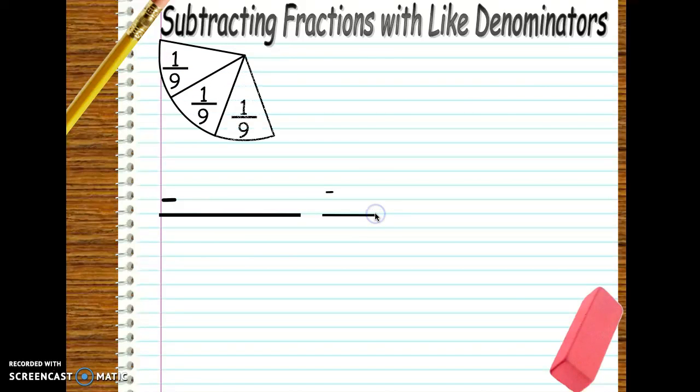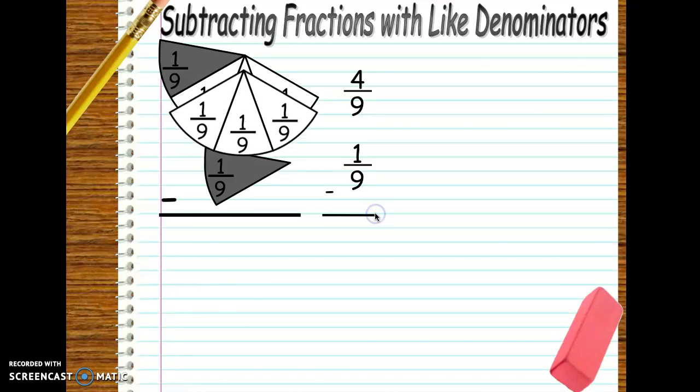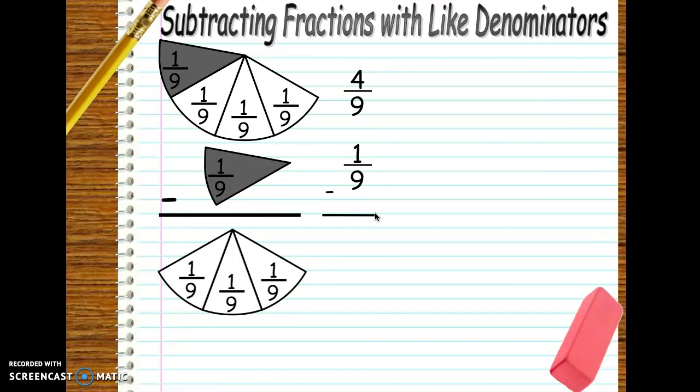So this visual representation we have here is 4/9, and we're going to be subtracting 1/9 from our 4/9 here. So we're going to eliminate the same number of unit fractions from the top fraction as we have in our bottom fraction, which is 1/9. And what we're left over with is 3/9 here.